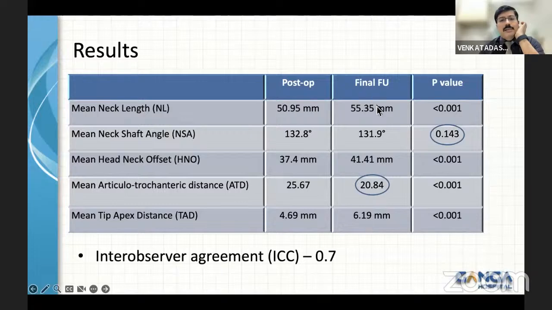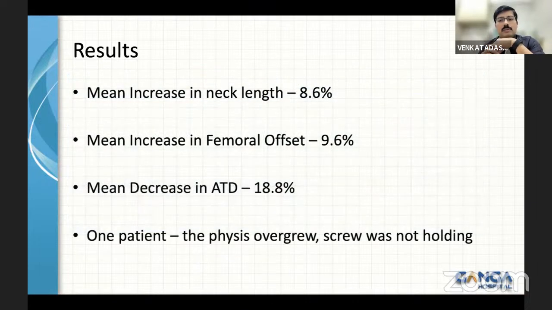This increase means that there is still some amount of growth happening. The decrease in articulotrochanteric distance means that the probable explanation is a discrepancy in growth between the proximal femoral epiphysis and the trochanteric epiphysis. The trochanteric epiphysis keeps growing normally, whereas the proximal femoral epiphysis is arrested by the screw.